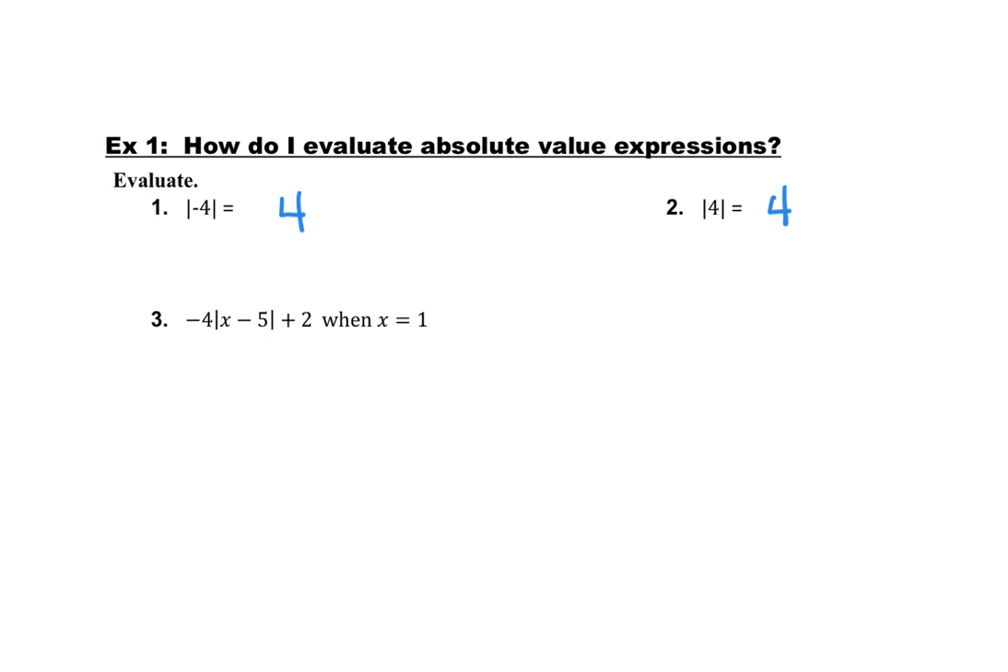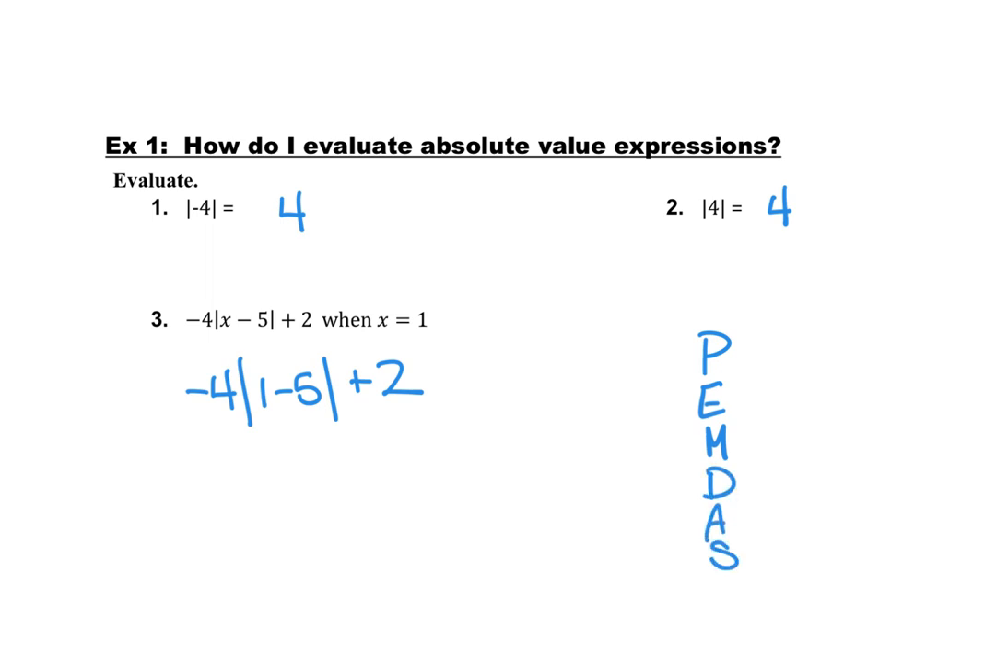Notice how they're both positive answers. So number 3, we're going to evaluate -4 times the absolute value of x minus 5, plus 2, when x is equal to 1. So let's go ahead and plug in our variable: -4 times the absolute value of 1 minus 5, plus 2. Remember we have to apply the order of operations: please excuse my dear Aunt Sally.